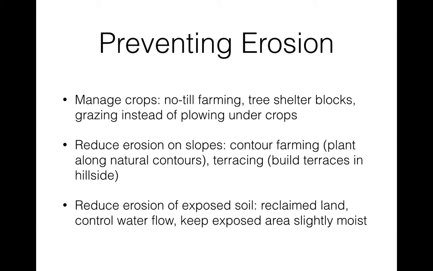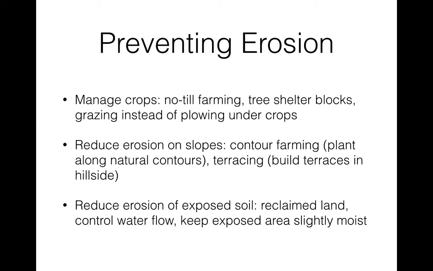So what can we do to prevent erosion? A lot of these things we talked about with our vocab words from last week. We can manage crops, no-till farming. We can build tree shelter blocks. We can block the wind by building tree shelters up. Grazing instead of plowing under crops. So don't plow them under, leave them up all year and let the animals graze on them. And it will help with the overgrazing also.